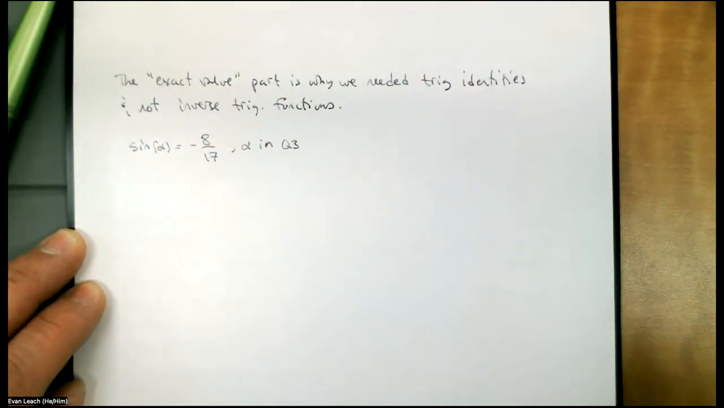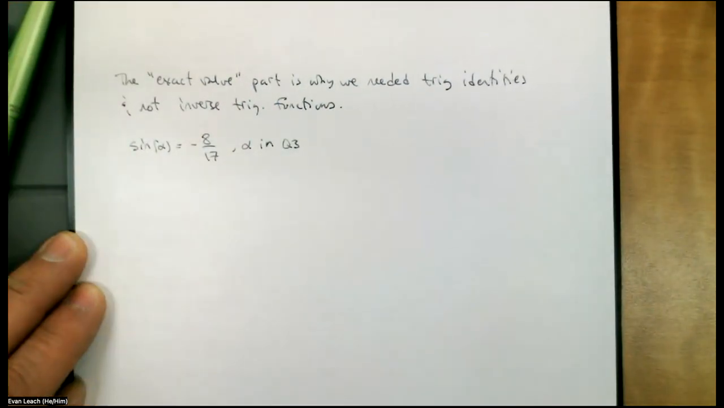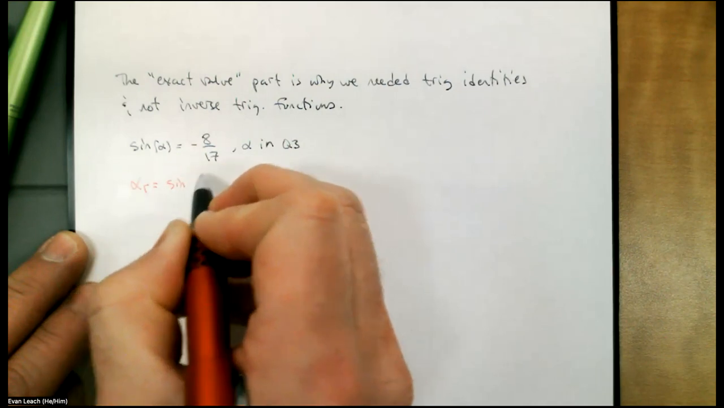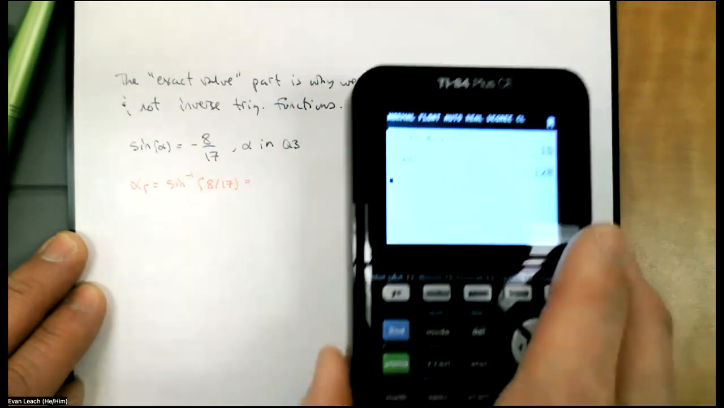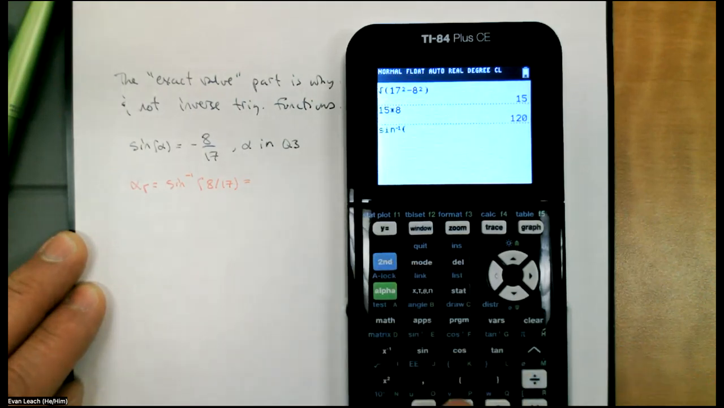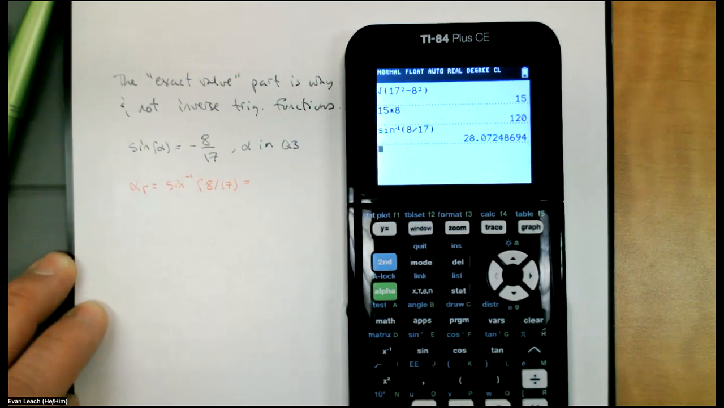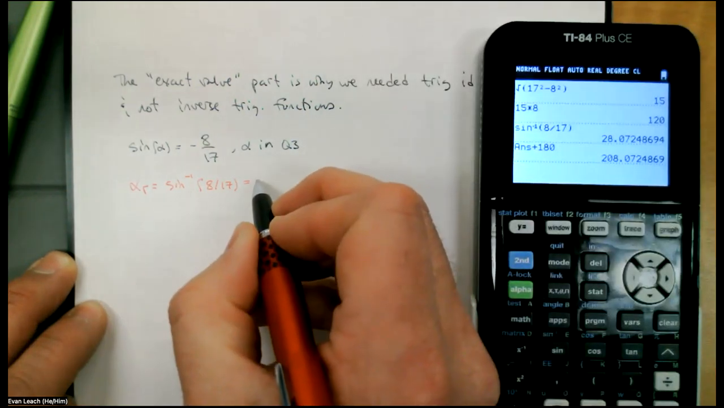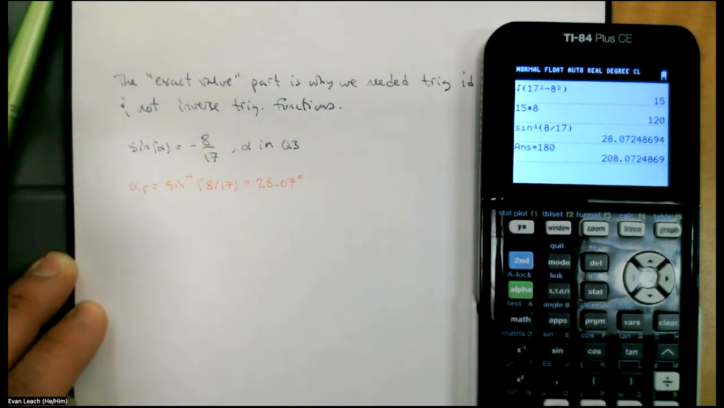We could use inverse trig function to find a reference angle. So the reference angle for alpha is a sine inverse. Don't worry about the negative part of 8/17. So mode, we're in degrees. Sine inverse of 8/17. So I'm going to take a 28.07 degree angle and put it in quadrant 3. So I'm going to have to add a whole 180 to it. So our reference angle is 28.07 degrees, in quadrant 3.